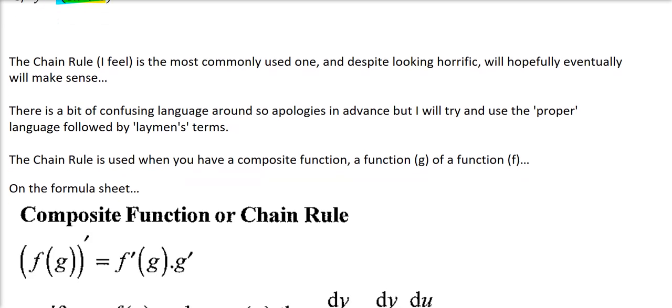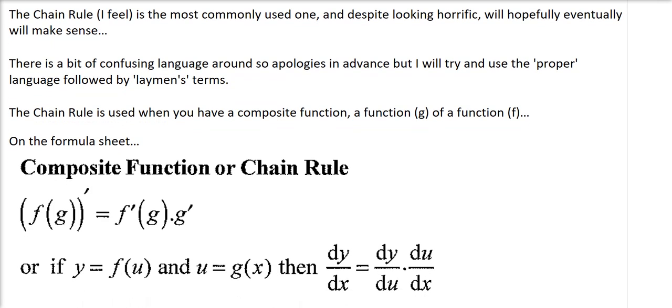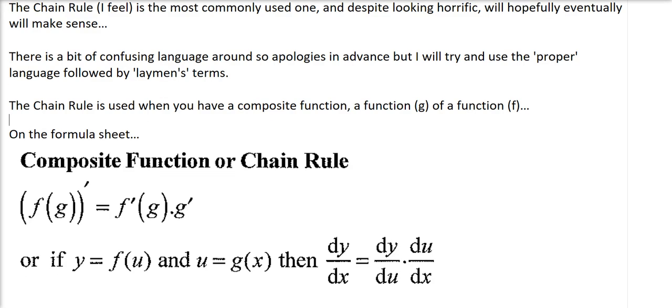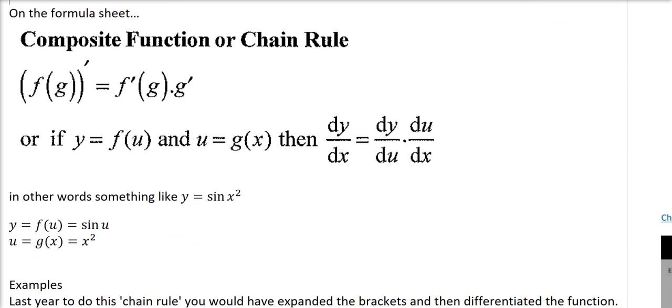So what I'm going to get you to do is really do it properly, the long way, multiple times, and then you can do it shorthand later. If you do it shorthand too early, what's going to happen? You're going to mess it up, just like expanding brackets. But this is the composite rule, or the chain rule. This looks pretty tricky, eh?